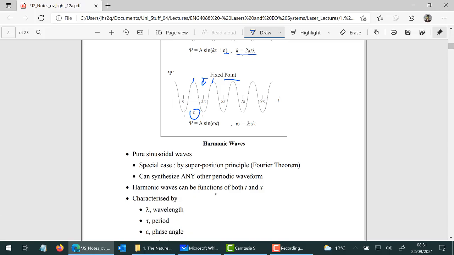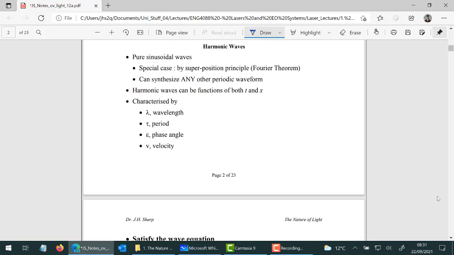And similarly, as we had for the wave vector, we can also think about the period in terms of its frequency, either linear frequency or angular frequency. This is angular frequency shown here, obviously. So pure sinusoidal waves are a special case, because we can characterize any periodic waveform using a combination of those harmonic waves. They're characterized by a number of different parameters: the wavelength, the period, the phase angle, and the velocity.